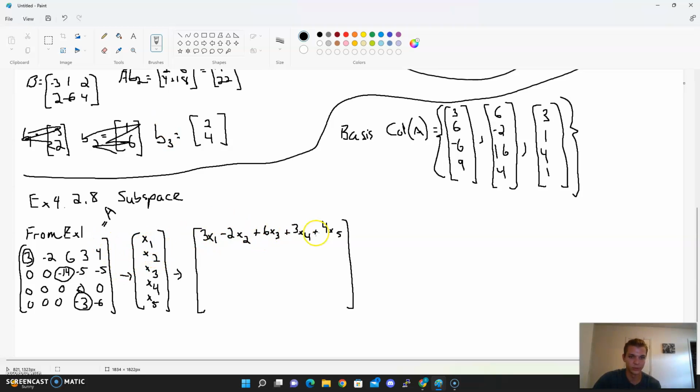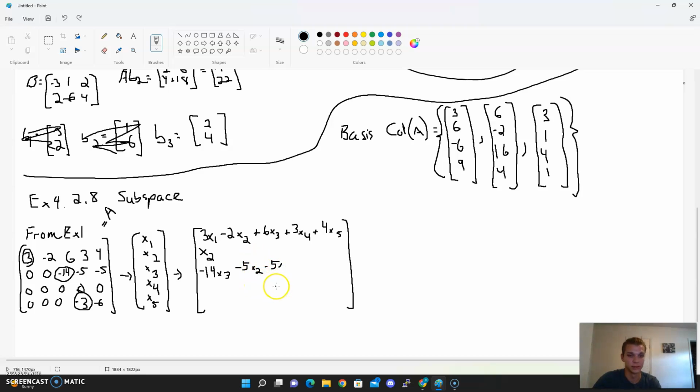So x1, I went ahead and wrote this out. It'd be 3x1 minus 2x2 plus 3x3 plus 3x4 plus 3x5, and this is the parameterized version of this matrix. For x2, since we know it's free, we'll just write x2 right here. For x3, since we know it's this row, we'll do minus 14x3 minus 5x2 minus 5x1.